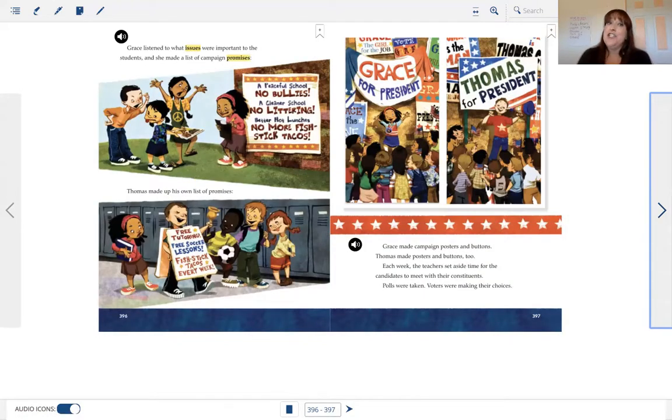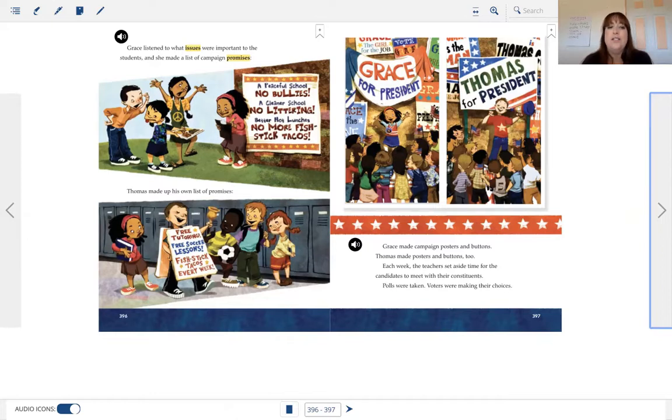Grace listened to the issues that were important to the students, and she made a list of campaign promises. Right here is her list. A peaceful school, no bullies. A cleaner school, no littering. Better hot lunches, no more fish stick tacos. Look at this girl. She does not look like she likes those tacos.